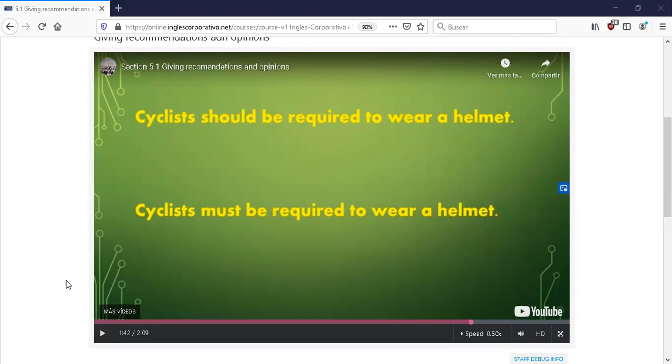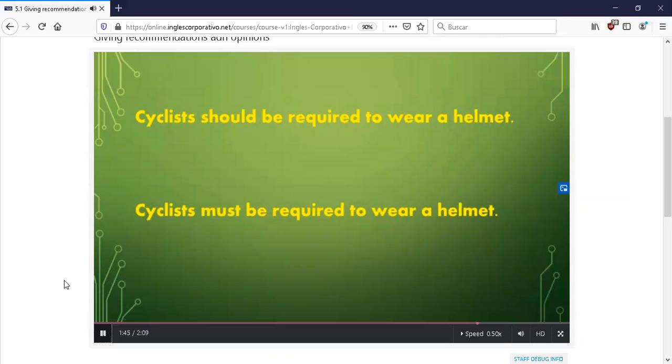Very good. The first sentence is an opinion, whereas sentence number two is absolutely necessary. It's pretty much a law.